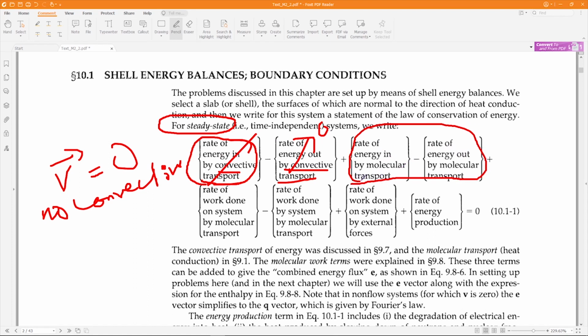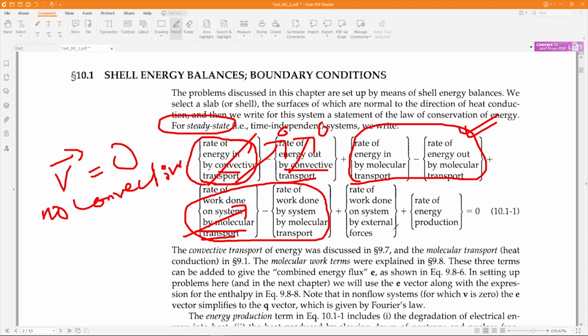This term will be there in most cases. And rate of work done on the system by molecular transport, rate of work done by the system by molecular transport. These two are rarely used. We'll discuss some examples. So this is not considered in that system. Similarly, this convection is not considered.